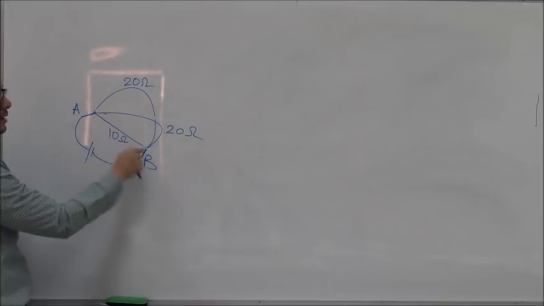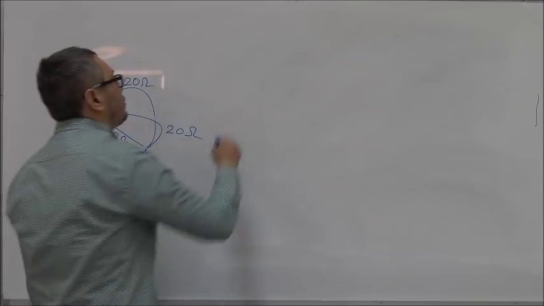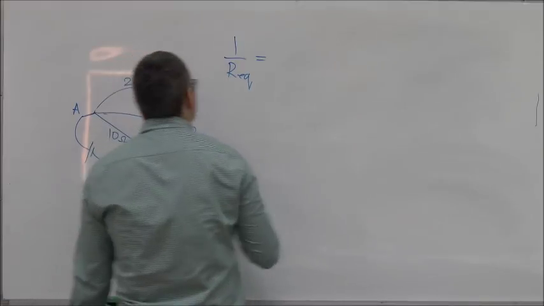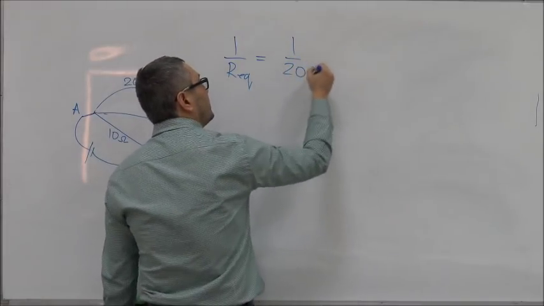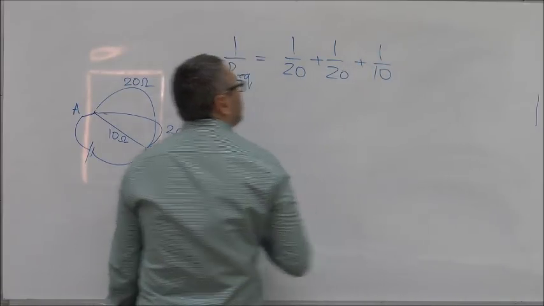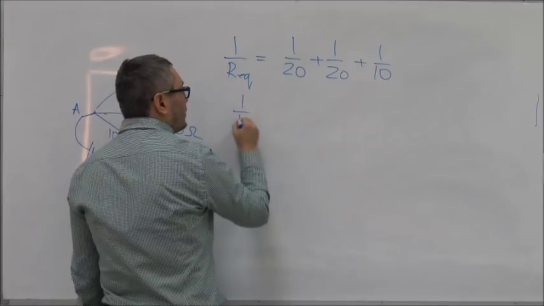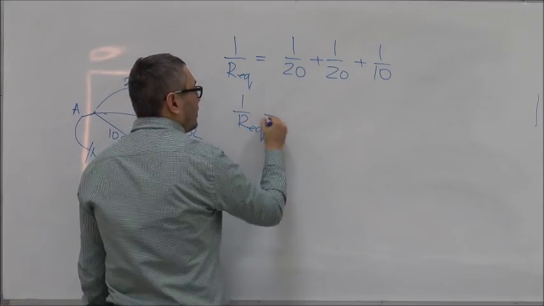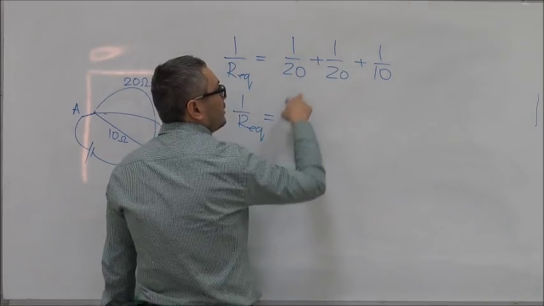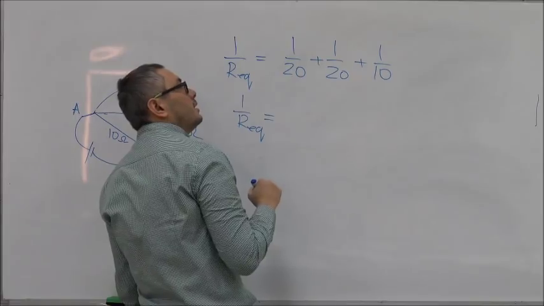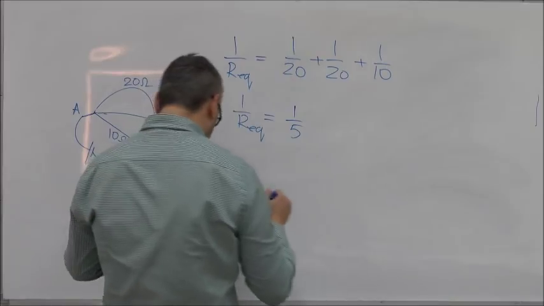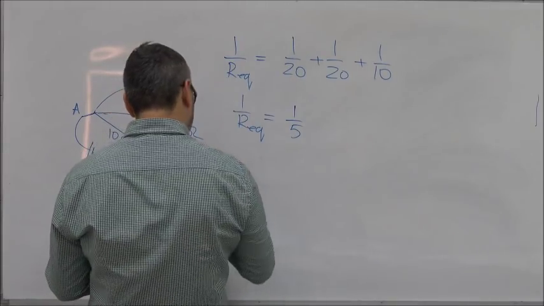So we now have three pieces of wire connected in parallel: 20 ohm, 20 ohm, and 10 ohm. So now we can calculate the total. 1 over R equivalent, they're connected in parallel, is equal to 1 over 20 plus another 1 over 20 plus 1 over 10. So 1 over 20 plus 1 over 20 gives us 1 over 10. 1 over 10 plus another 1 over 10 gives us 1 over 5. So the equivalent resistance is 5 ohm.